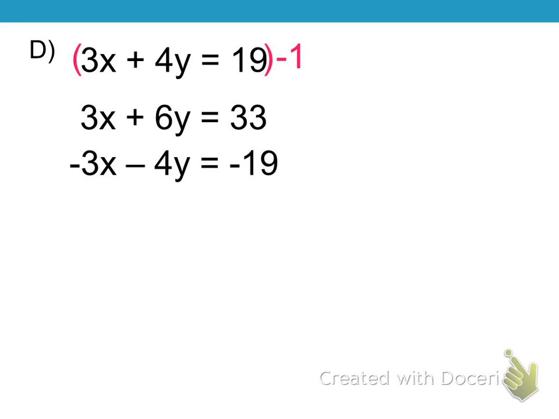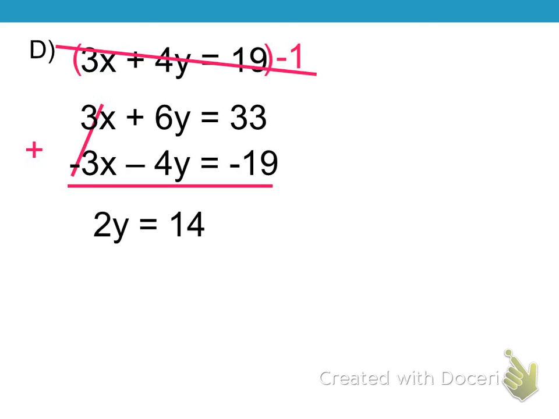Now what? So we add these. What's 6y plus -4y? 2y equals, what's 33 plus -19? 14. What's y going to equal? 7.